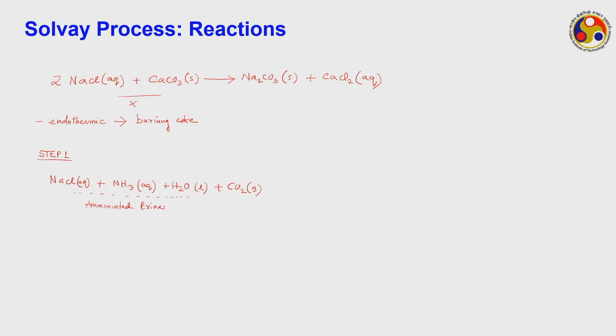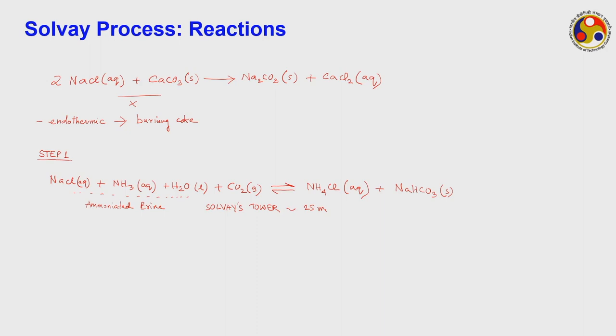This is done in a separate column. The ammoniated brine is made to react with carbon dioxide in what is called a Solvay tower. It's a reversible reaction. It will produce a salt called ammonium chloride, NH4Cl, which is again in the aqueous phase, and you have sodium bicarbonate in the solid phase. The entire reaction takes place in the Solvay's tower. In the industry, this is close to 25 meters in height, and this is the main unit for production of soda ash.